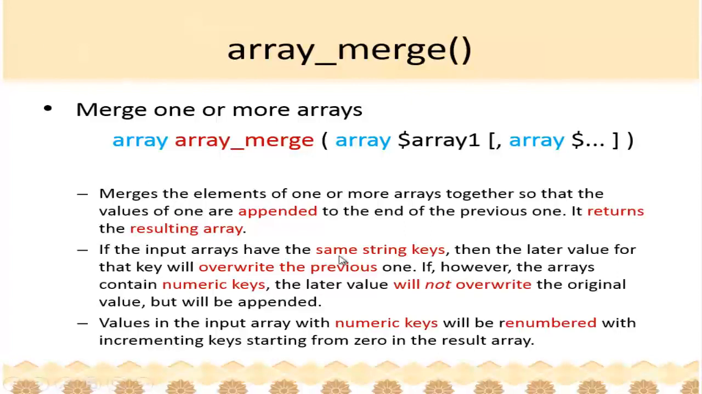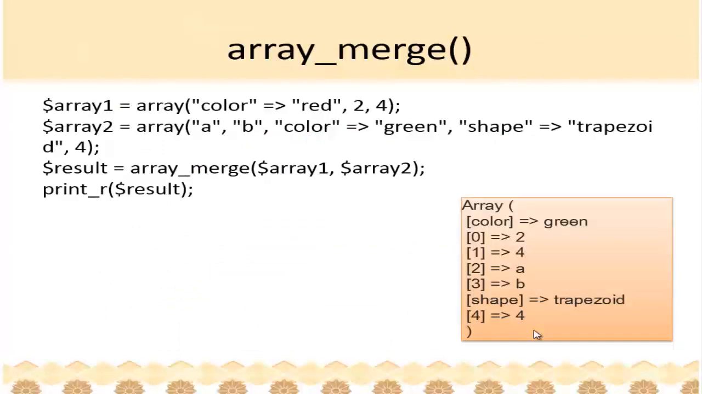For example, if the input arrays have the same string key, the later value will override the previous one. If it is a numeric array, it will not override. That means if you have the first element with a key and the second element with the same key, the second one will override the first value. The last one is if the input array has numeric keys, it will be renumbered when combined. Let me show it with a simple example.